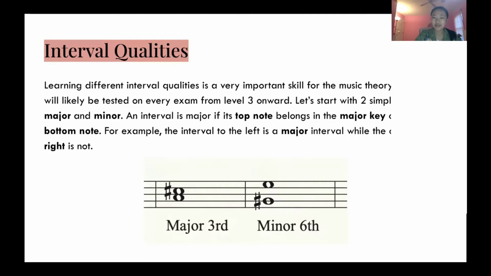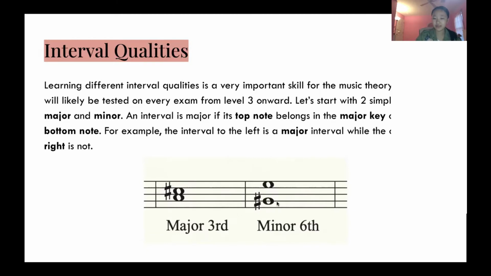So we're going to start with 2 simple qualities, major and minor. So an interval is major if the top note of the interval belongs in the major key of the bottom note. So, okay, focusing on a major interval, we're going to look at this one. The bottom note is an A, and if we think about the A major scale, we know that it has a C sharp. That means that this is a major third.